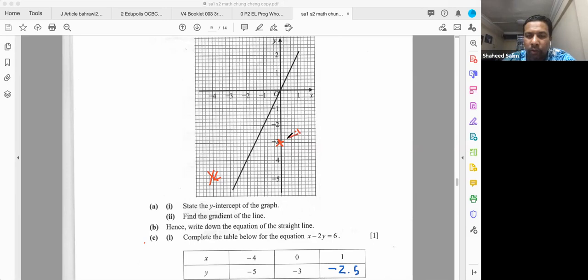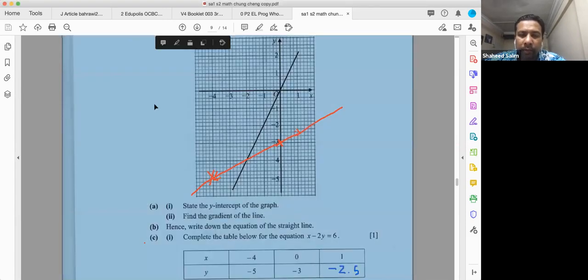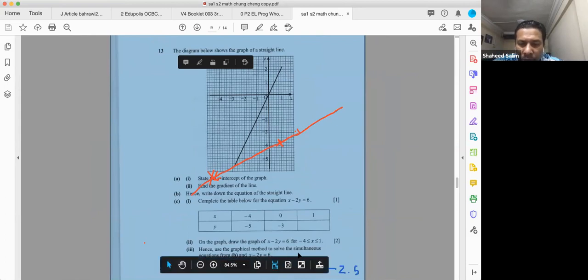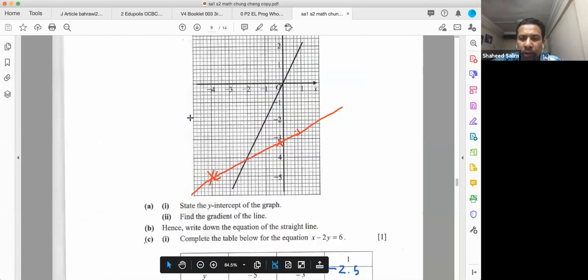Okay, so now if I were to draw, can you see that? Now they ask you to, once I make it small, this thing will run off. Okay, make it small first. Hold on. They say, hence using the graphical method, solve the simultaneous equation. So now we're gonna put it back on here.